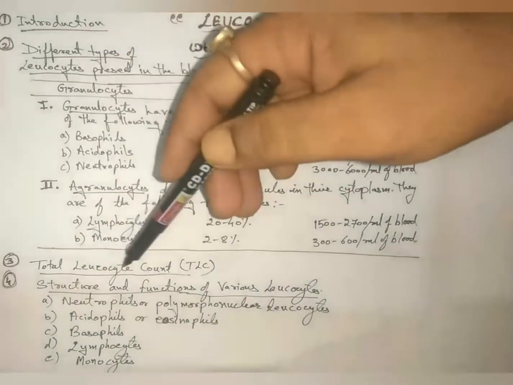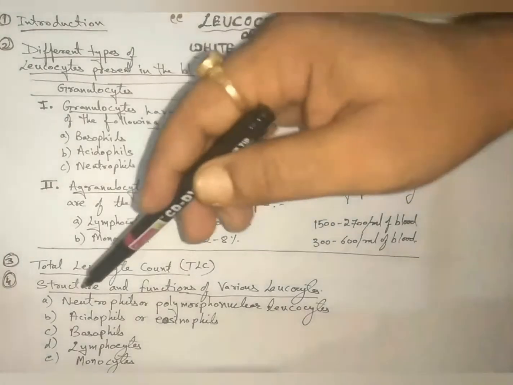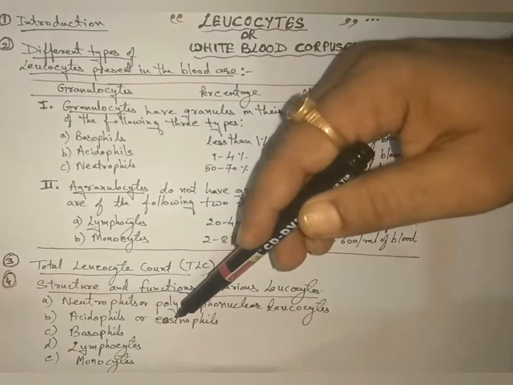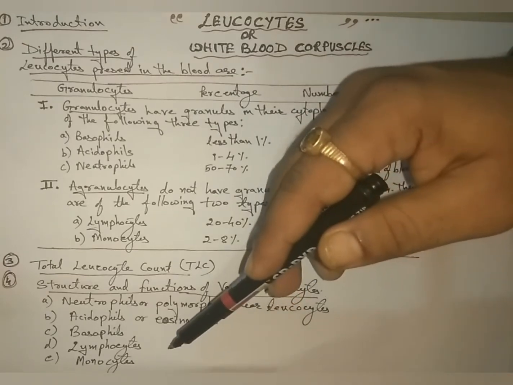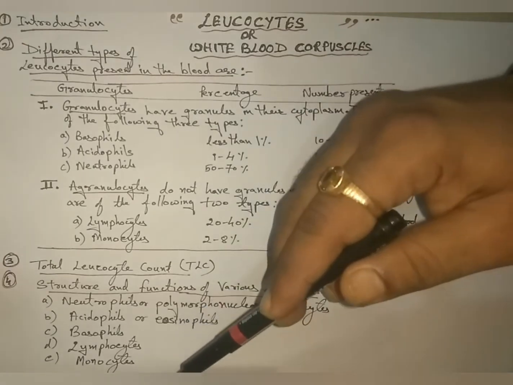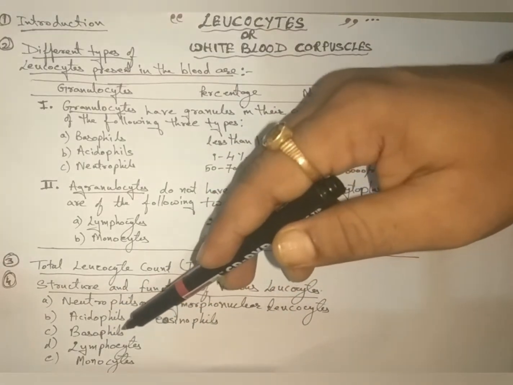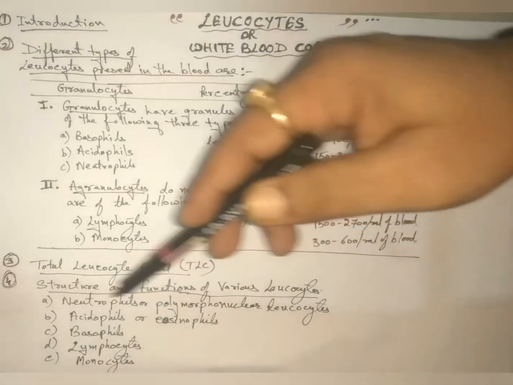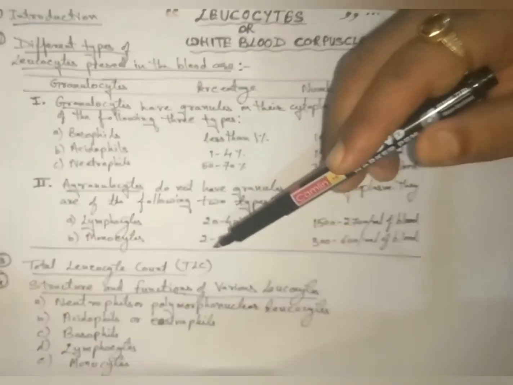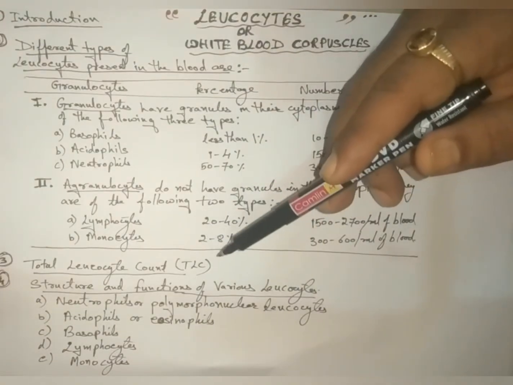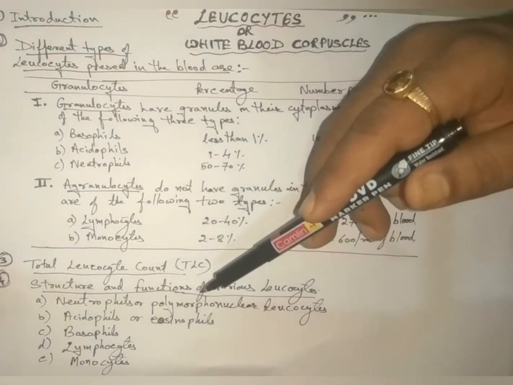Next, we come to the structure and functions of various leukocytes. First is neutrophils or polymorphonuclear leukocytes. Second, acidophils or eosinophils. Third, basophils. And fourth, lymphocytes and monocytes. Neutrophils or polymorphonuclear leukocytes are 10 to 14 micrometer in diameter.